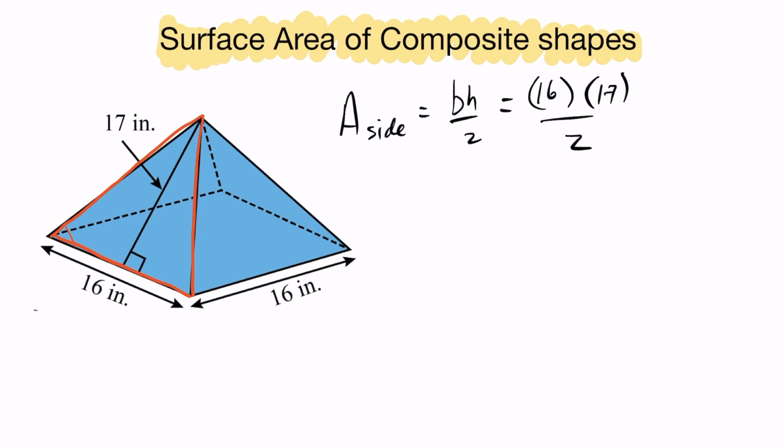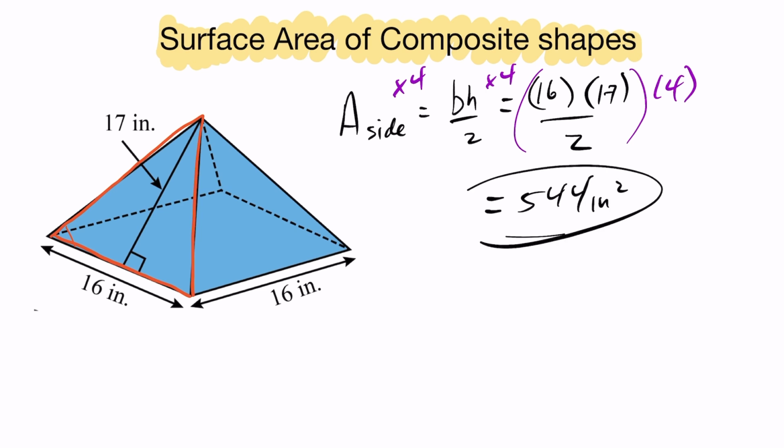You can see here, because we do have a square-based pyramid, I know that this face of the pyramid, and the back and the other side, are all going to be the same. So I can multiply this by 4 all the way across. Putting that together, I get the area, which is 544 inches squared. So that represents the area of all 4 sides of this shape.